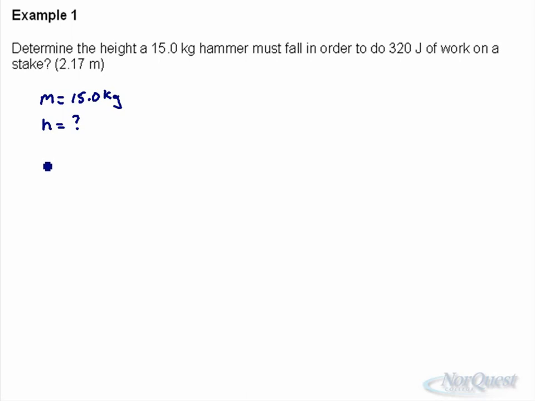So since we're dealing with doing work against the force of gravity, we use the acceleration due to gravity, 9.81 newtons per kilogram. Use the potential energy formula, EP equals mgh, and we're solving for h. Divide out mg, so your height is equal to the potential energy divided by mass times gravity.